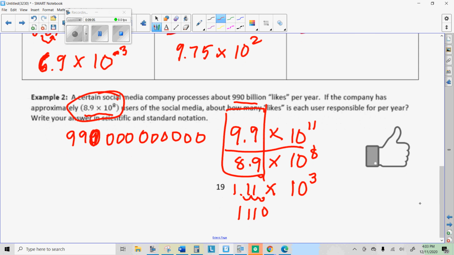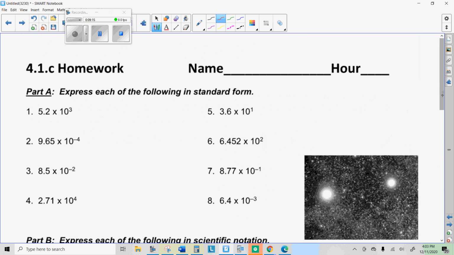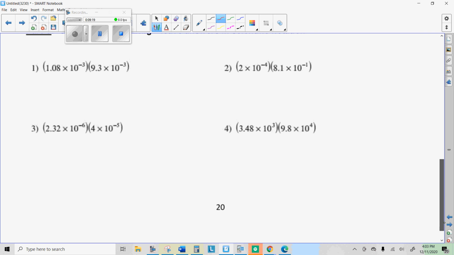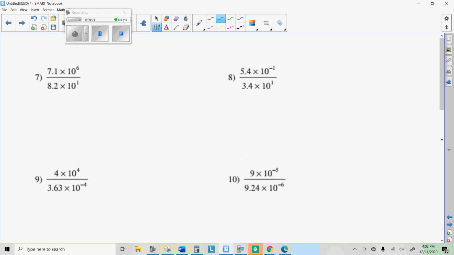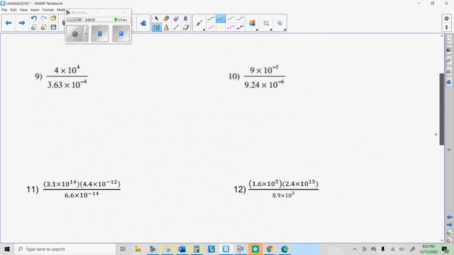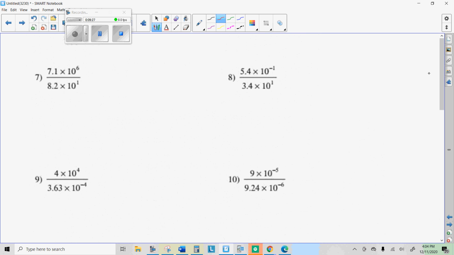All right. Well, that's all I got for you. Go ahead. You should be able to do the homework assignment now. I think you're going to skip right down to part C, and there's some on this page, page 20, and there's a few on page 21 also. All right, so do those and then put your answers on the Google form. All right, talk to you later.